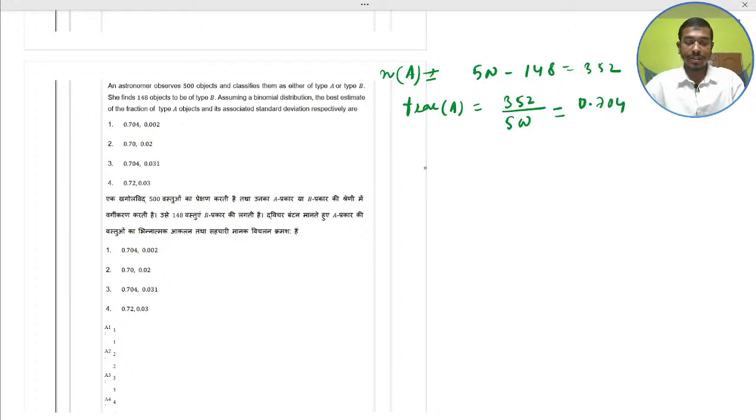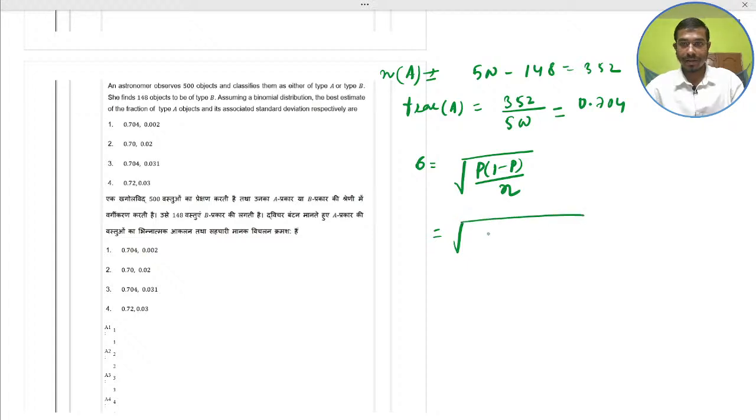So the binomial distribution says that sigma is the square root of P into 1 minus P divided by N. Put this value: 0.704 into 0.296 divided by 500. Simplify, you would get 0.02. This is the value of the sigma.